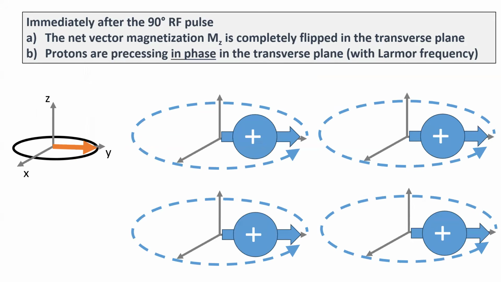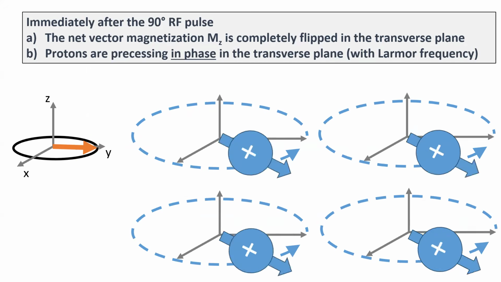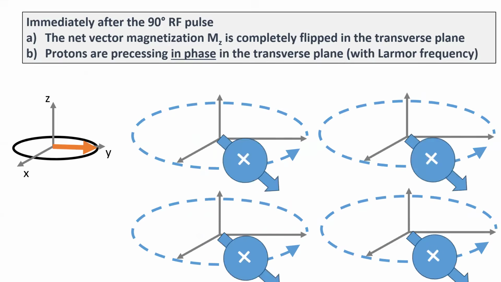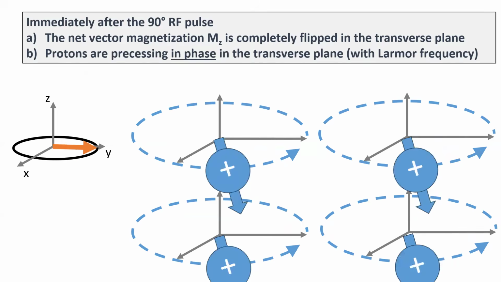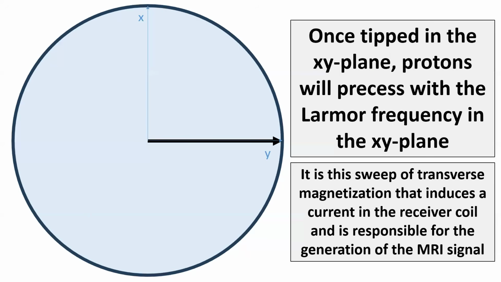So let's now move on to T2 relaxation. So immediately after the 90 degrees radiofrequency pulse, protons were precessing in phase in the transverse plane with a Larmor frequency, but that doesn't last very long.